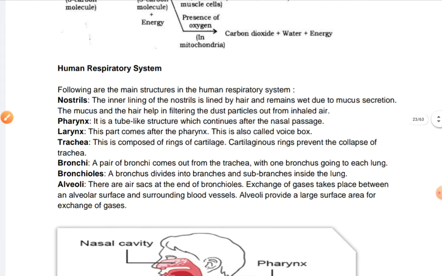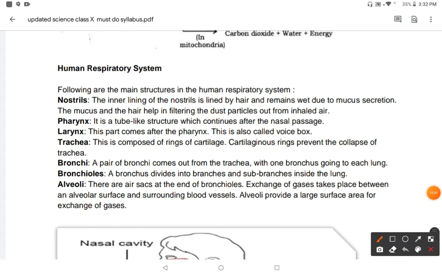Now the human respiratory system. What occurs in the human respiratory system? First one, nostrils. The inner lining of the nostrils is lined with hair and remains wet due to mucus secretion. Mucus and hair help in filtering the dust particles out from the inhaled air. Now, what is the pharynx? It is a double tube structure which continues after the nasal passage. Larynx comes after the pharynx, and this is called the voice box and Adam's apple also.